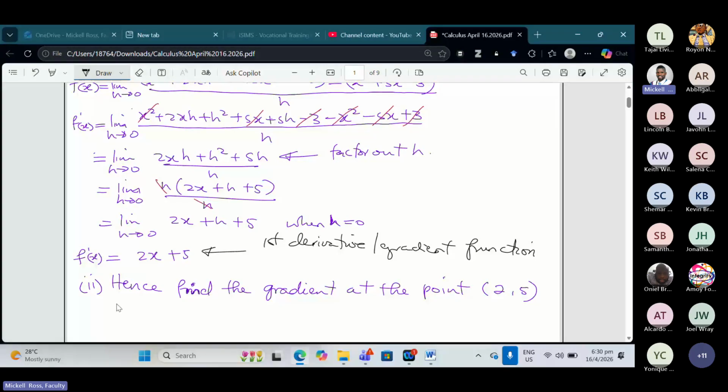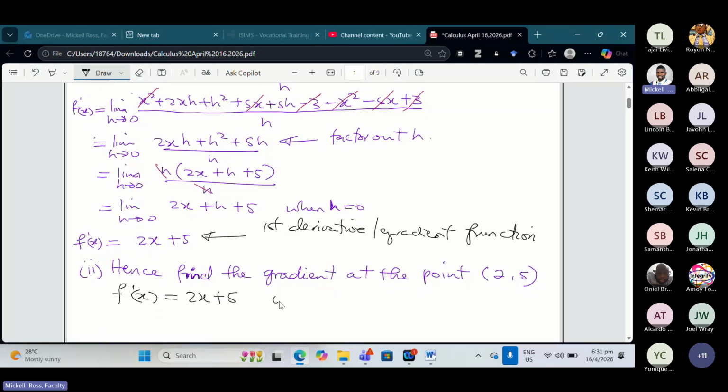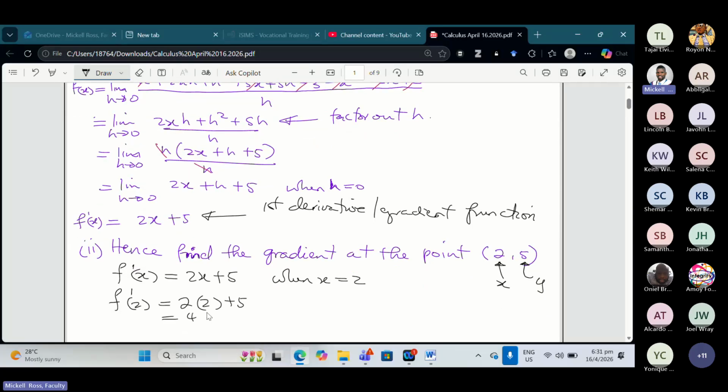So f prime x is equal to 2x plus 5. So at the point 2, 5, it's when x is equal to 2. Because notice here, that's your value of x. This is your value of y. So f prime 2 is equal to 2 times 2 plus 5. So that is going to be equal to 4 plus 5. So that's equal to 9.